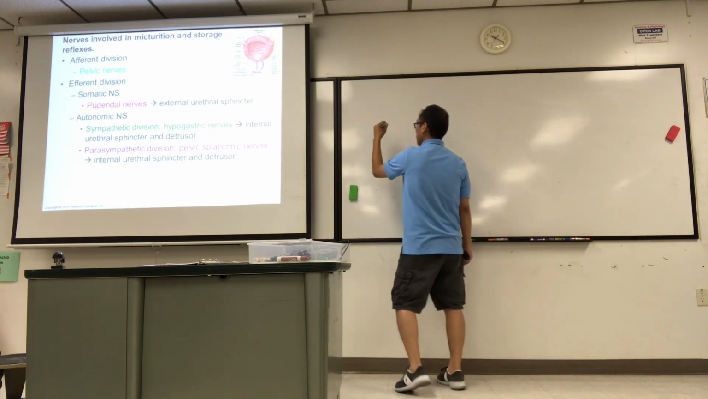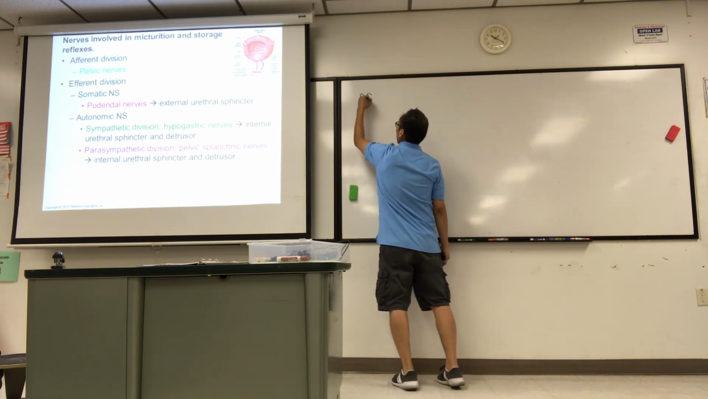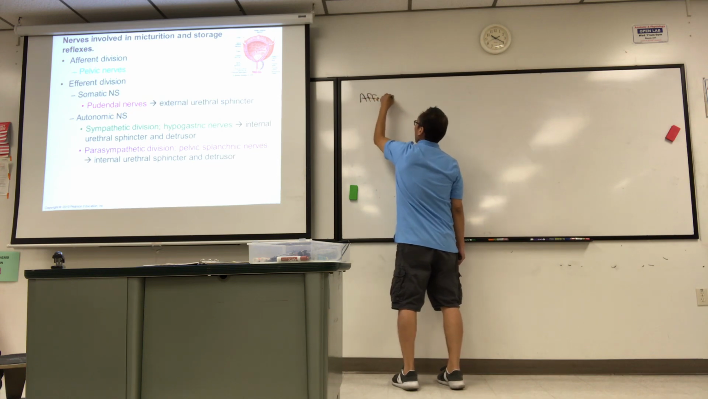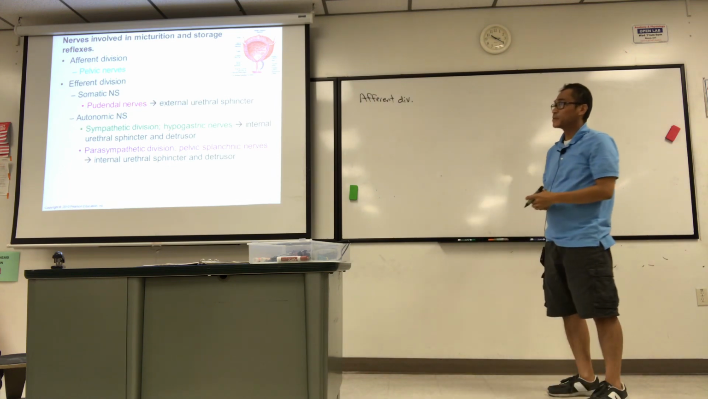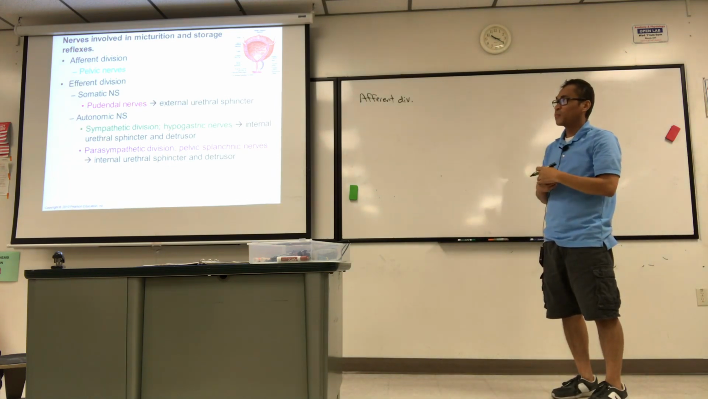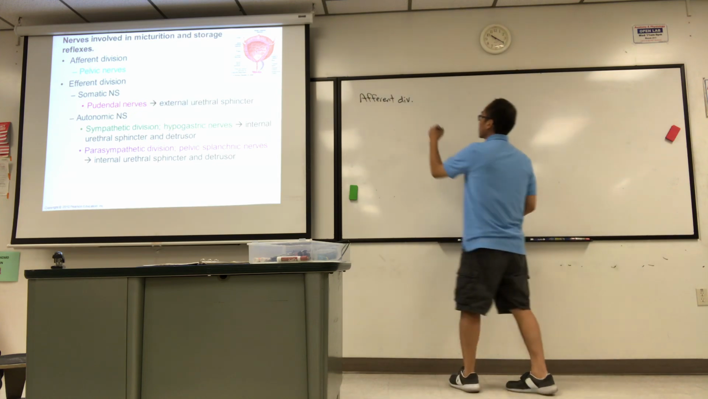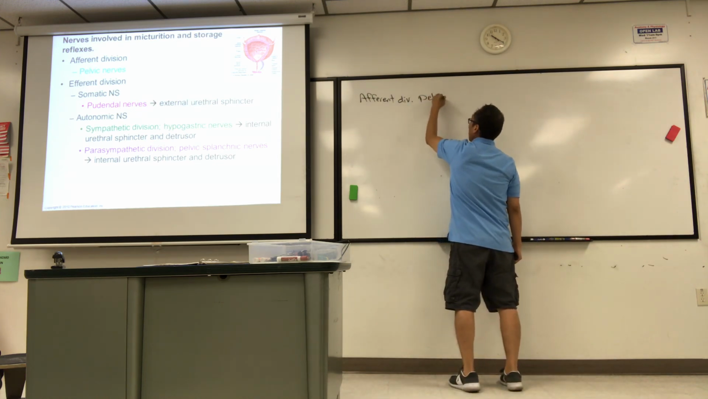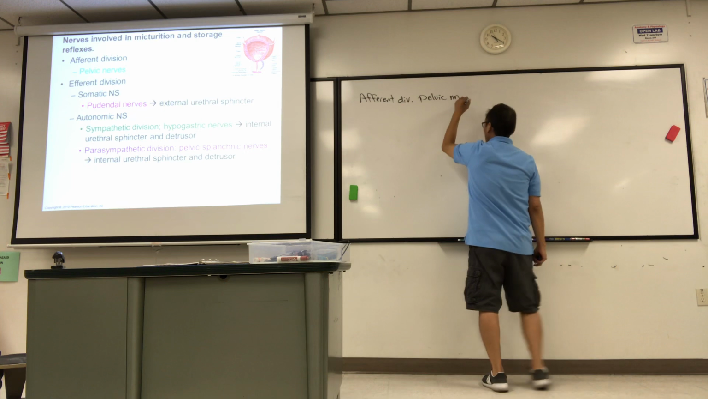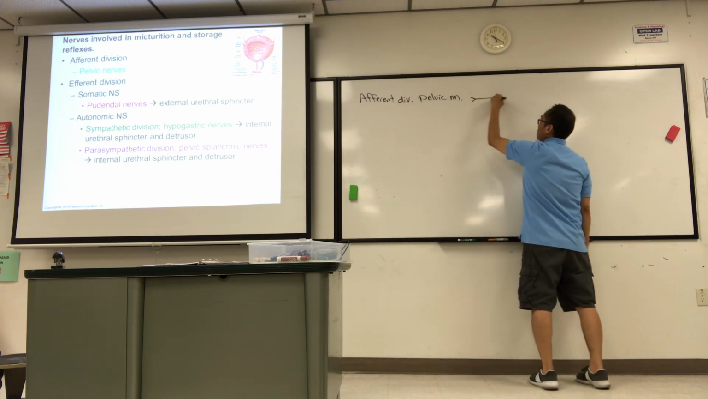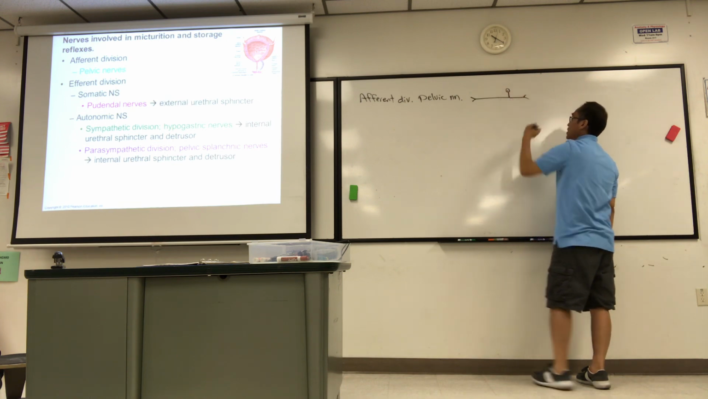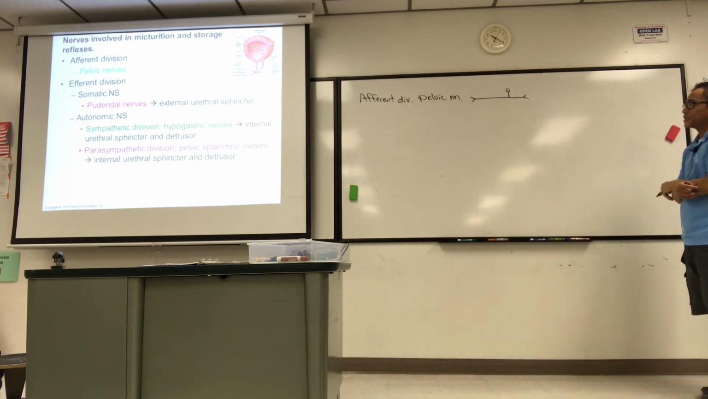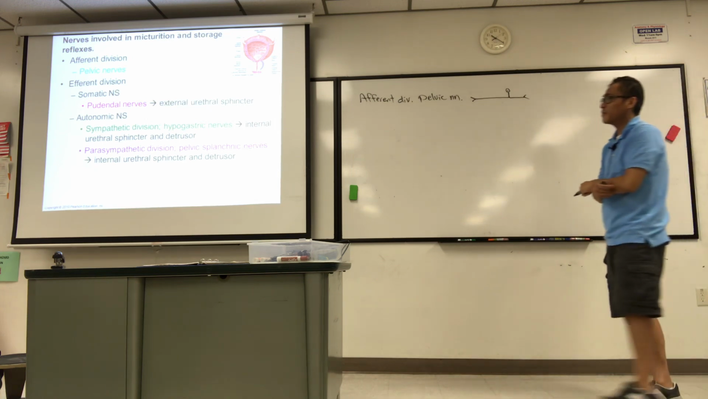So let's talk about the afferent division. That's sending information to your CNS, telling you the urge to go. They're pelvic nerves. And so the structure of the neuron is that pseudo-unipolar neuron design, and so we're going to see that in the next figure. So remember pelvic nerves.